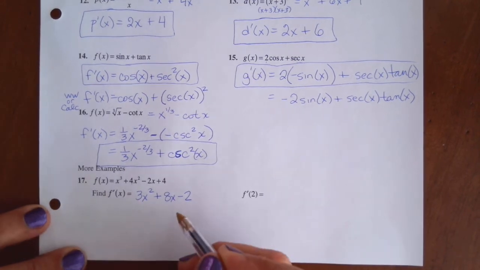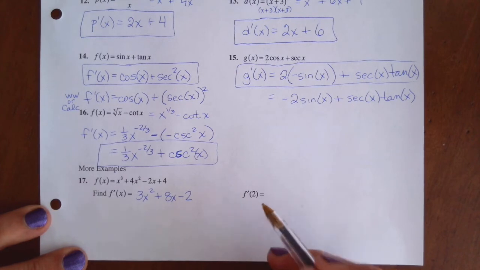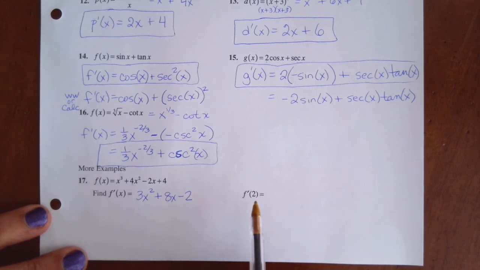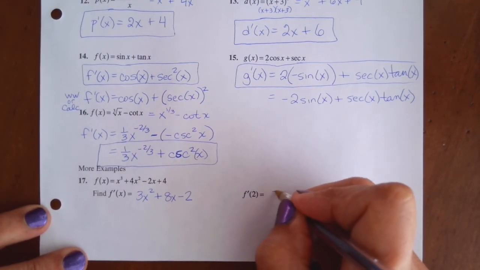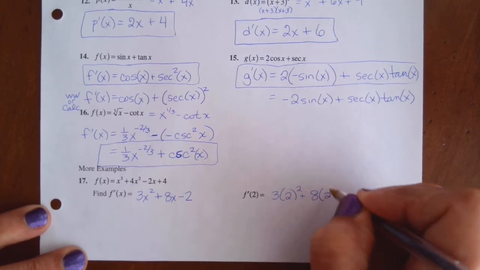So here's your derivative, and now we're asked to find the derivative at 2. So remember, this is a cubic function. The derivative is how we're going to find the slope at any given point on this function. So now I'm asking you to find the slope value when x is 2. So I'm going to plug 2 into the derivative. Okay, so that would be 3 times 2 squared plus 8 times 2 minus 2.